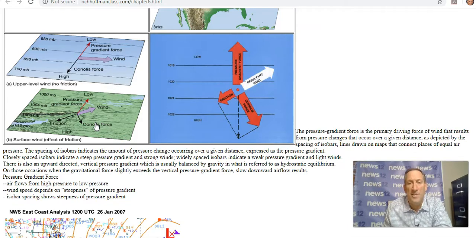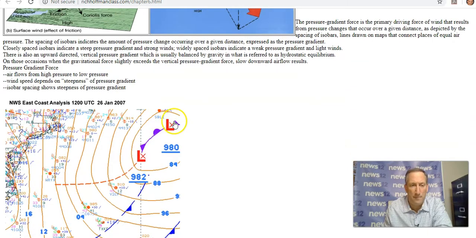So the three forces that we're looking at: you have the pressure gradient force, where the wind flows from higher pressure to lower pressure. You have the Coriolis force, which deflects the wind to the right in the northern hemisphere, to the left in the southern hemisphere. And then we have friction at the ground. And that friction, again, slows down and changes the speed of the wind at the surface.